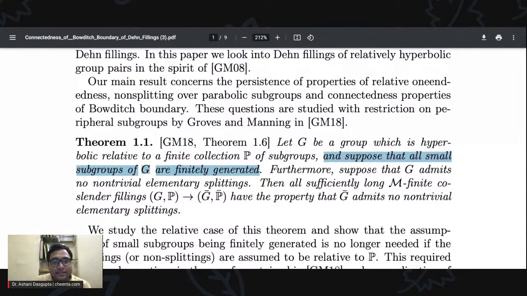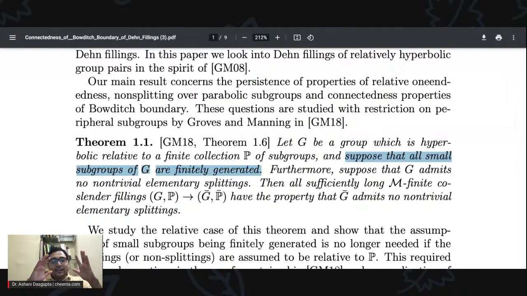So notice this particular line that is given in this theorem: suppose that all small subgroups of G are finitely generated. That is part of the hypothesis. That is, G, the original group, must satisfy this condition for their theorem to work. For the theorem of Groves and Manning to work, you need all the small subgroups of G to be finitely generated.